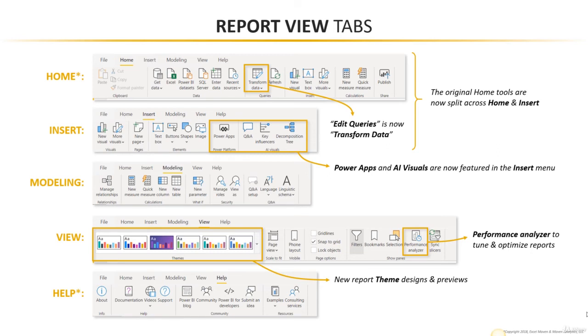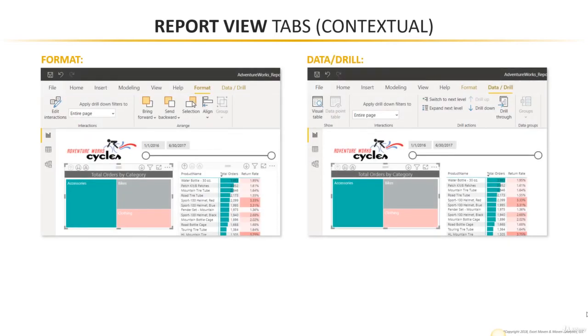Now the asterisks here basically just tell you that these two tabs, Home and Help, can be found or accessible across every single view: report, data, and model. Now in the report view, you'll also see a couple different contextual menus, like the Format and Data Drill menus. And these are only going to appear when you have a visual selected.